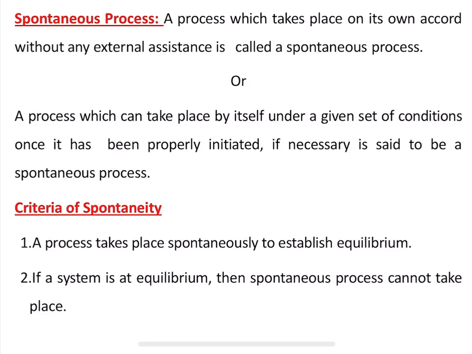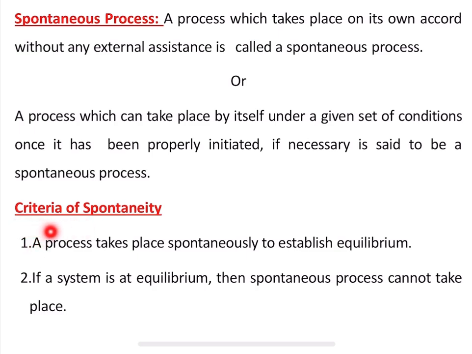A process which takes place spontaneously or naturally without any external assistance is called a spontaneous process. In other words, a process which can take place by itself under a given set of conditions once it has been properly initiated is said to be a spontaneous process. It doesn't need any external assistance or help. It will proceed by itself under certain conditions once it has been properly initiated. These are the two definitions of a spontaneous process, and we'll see what the criteria are.